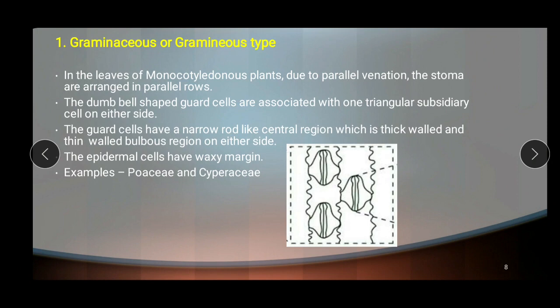That means that due to entry of water, the stomata will get opened, and due to the exit of water, the stomata get closed. The epidermal cells have a waxy margin, and the examples include the members from the Poaceae and Cyperaceae. All grasses which have parallel venation show this type of stomata.